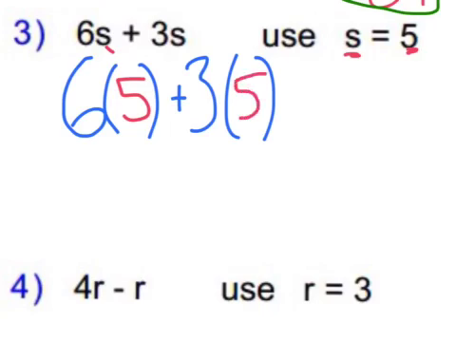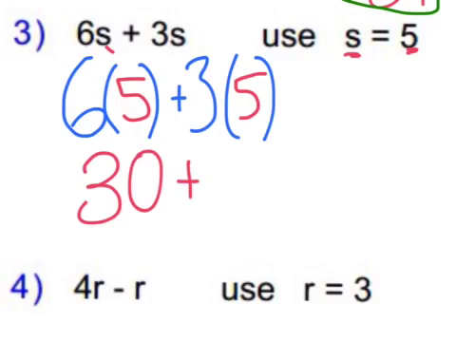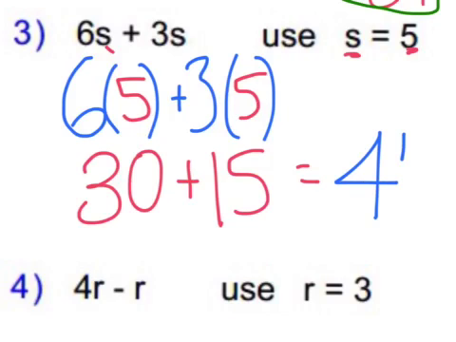And so now we can move left to right. 6 times 5 is 30, plus 3 times 5 is 15. So 30 plus 15 is 45. Great. That looks amazing. Let's keep moving.